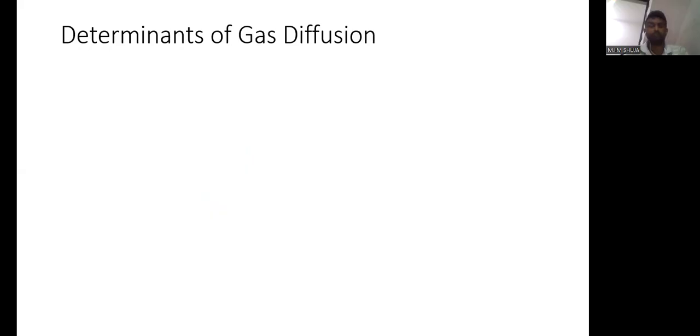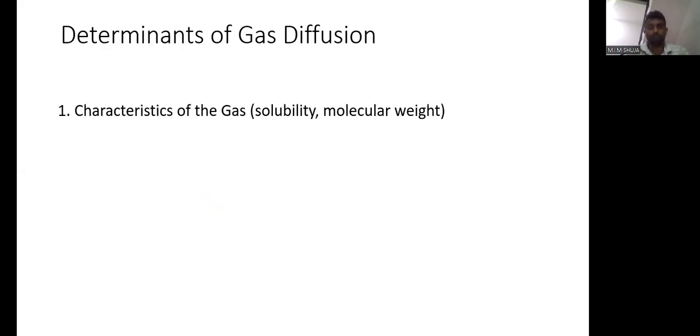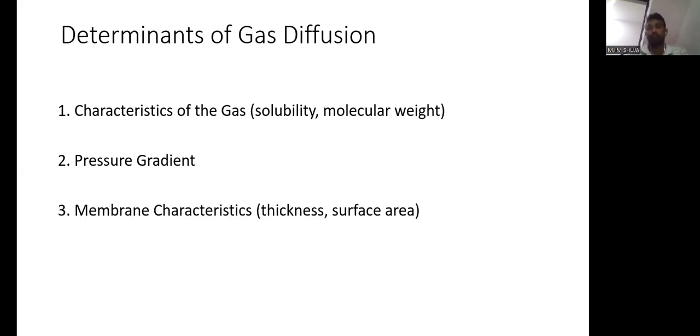Determinants of gas diffusion. There are three determinants. One is the characteristics of the gas: the solubility and molecular weight. Second, the pressure gradient, the pressure difference across the alveolar capillary membrane. And third, the membrane characteristics: the surface area and thickness.